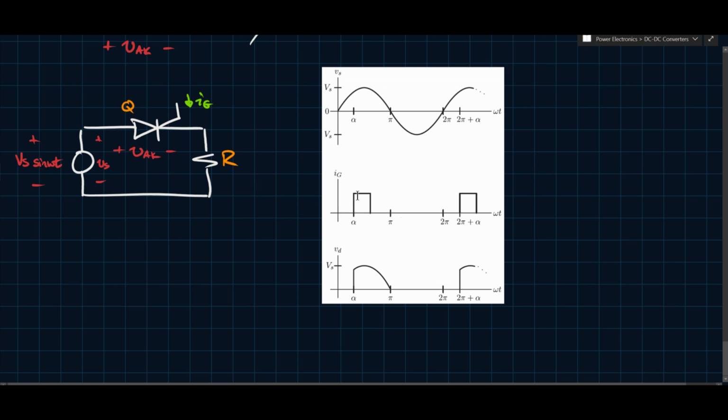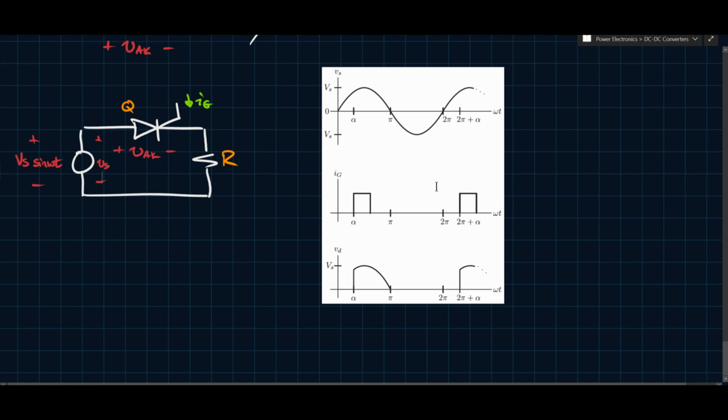Then you also have this gate pulse current. You're just applying a short pulse. And the duration of this pulse usually doesn't matter. Obviously you don't want a very short pulse either, otherwise your system might just interpret that as some type of noise. But for most cases, the length of the pulse is not critical.